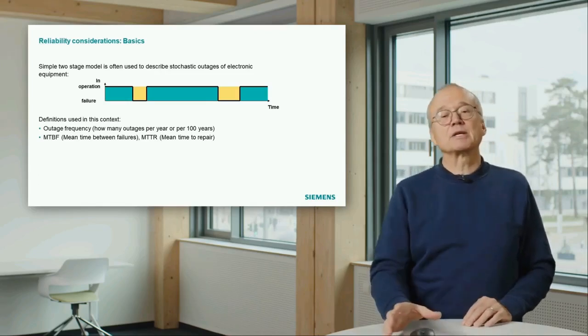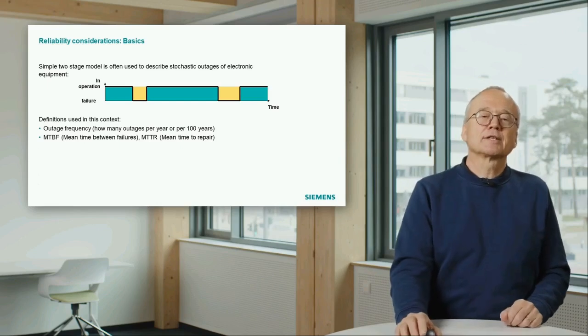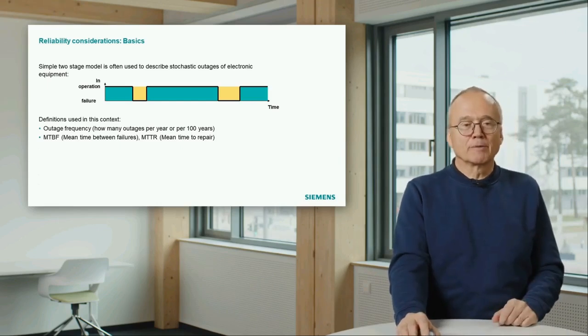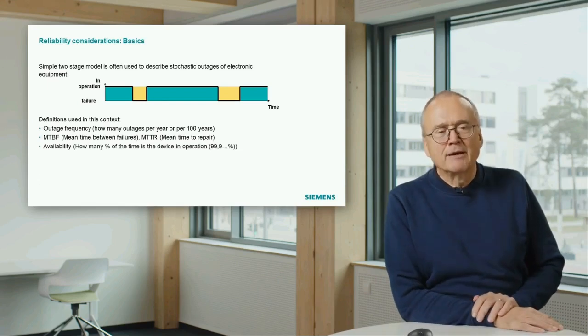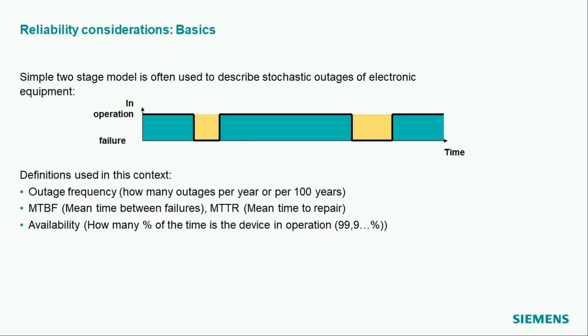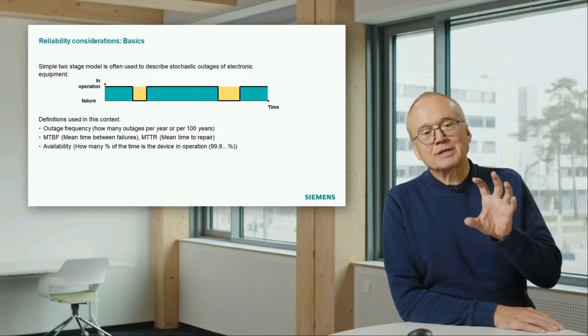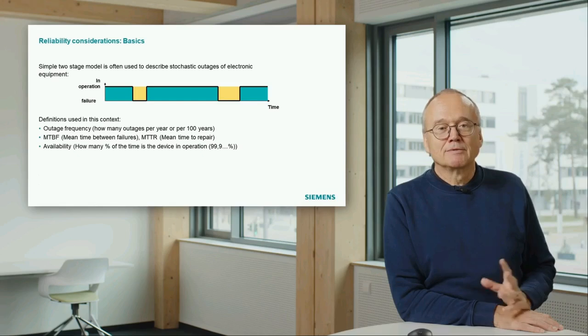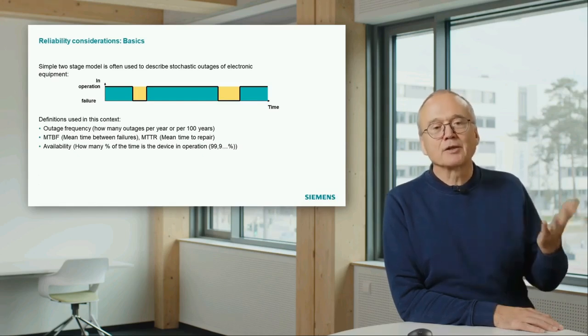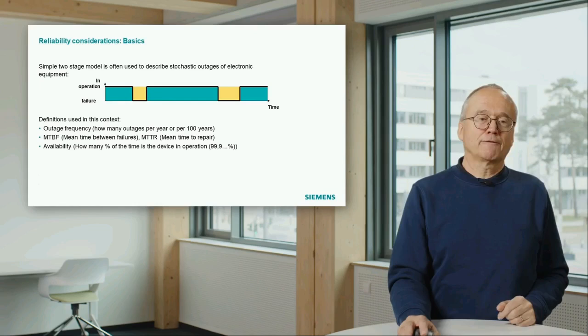Another thing is the mean time to repair. How long does it take to repair or to replace a device? And then you have the so-called availability. That is a figure which is typically something like 99.9%. That is the percentage of the time where the device is in operation. So these quantities are defined for simple electronic devices which can either be in operation or defective.